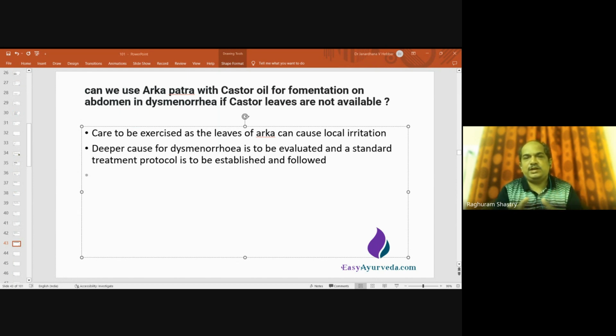If it is a very chronic condition and the person has been suffering for many months or many years, then in the gap between 2 cycles, active treatment should be given so that the further cycles are eased. Thank you. Guru sir, please.